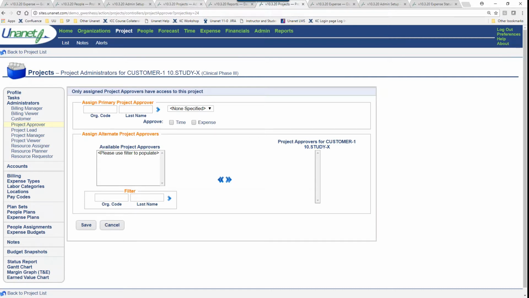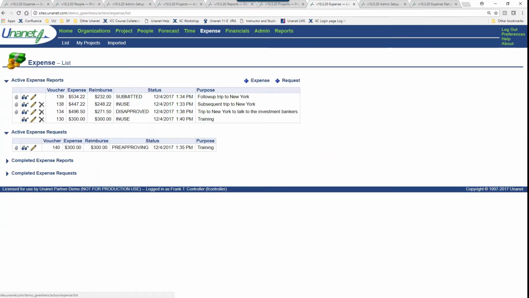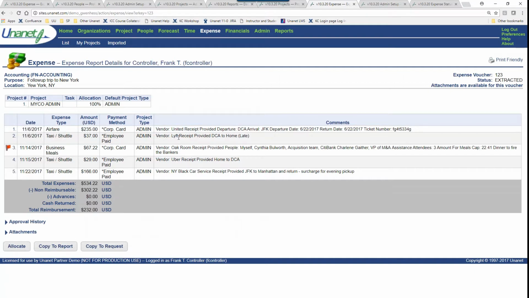So what I'm going to have to do for an expense report that has already been put into a locked or extracted status, I'm on my expense dashboard and I went to lists. I could come down here and I could see my completed ones. So let's say, for example, that this one here, I had something incorrect on. I cannot adjust it. But what I can do is put in another expense report that corrects this, if you will. So I'm going to go in and take a peek at this one. And let's just say that on this employee paid taxi shuttle down here, this should have been $100 instead of $166.